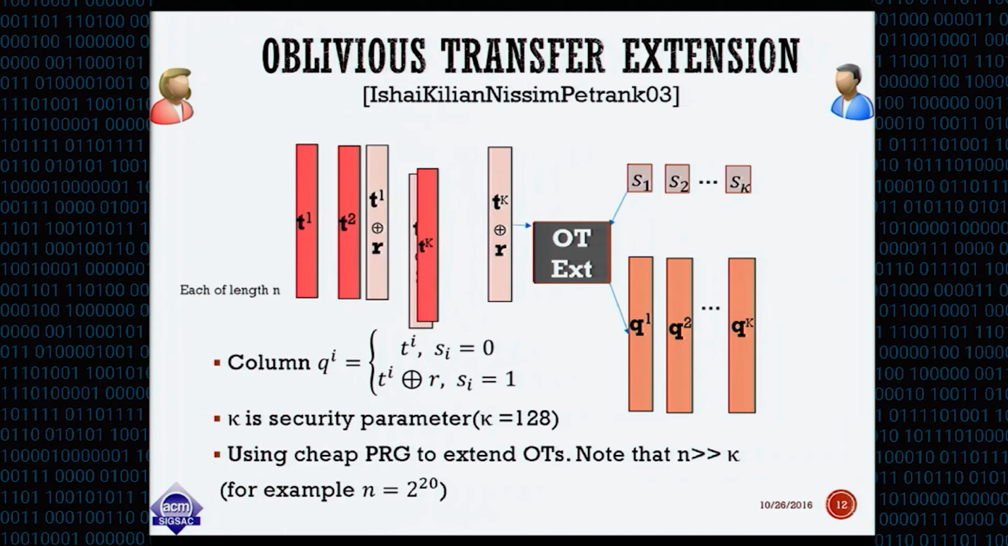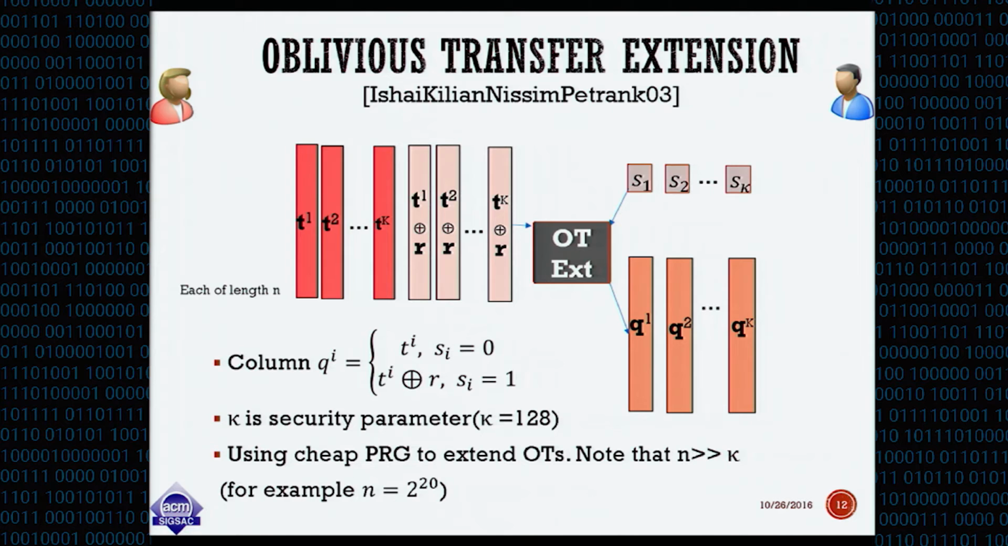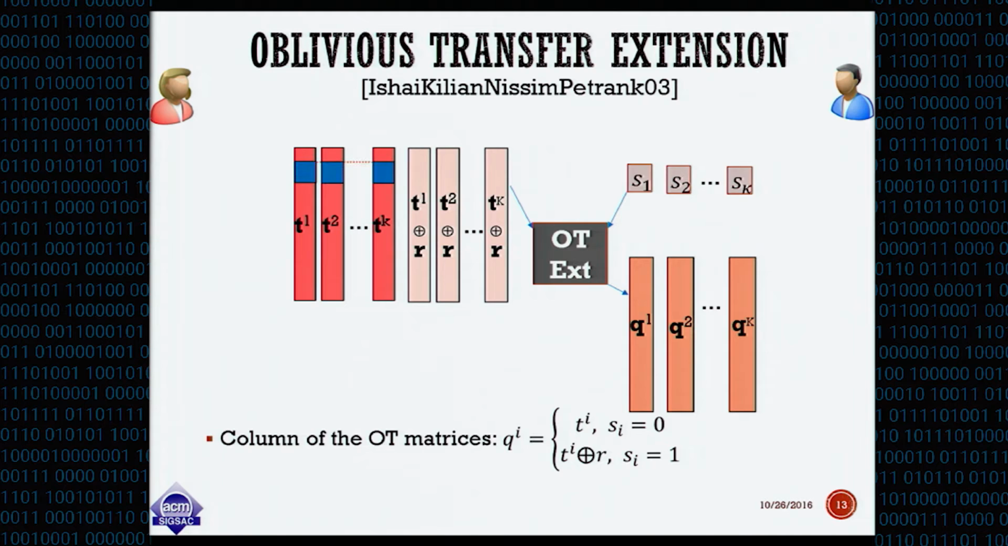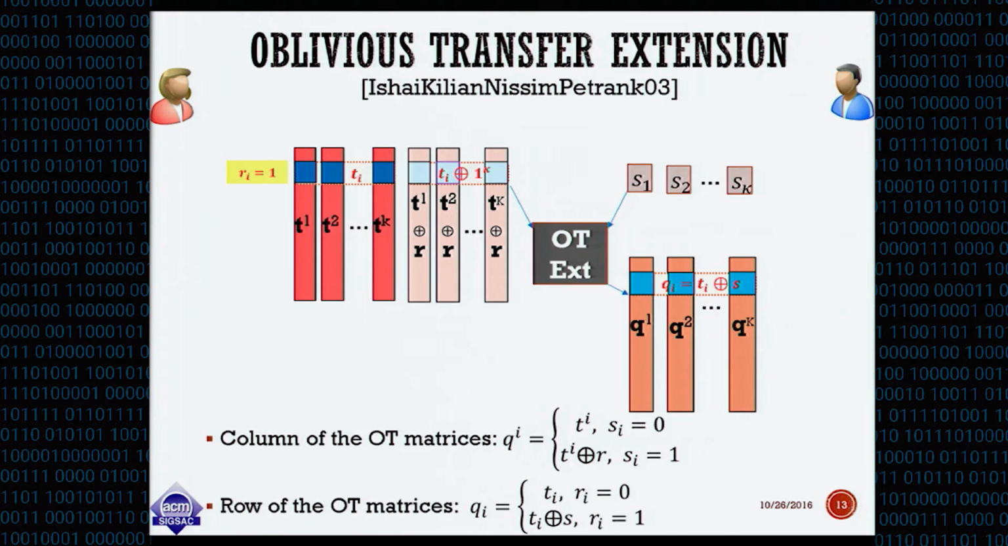So Alex arranges to get the matrix T and the matrix T XOR R. This is the OT matrix. Now if we look at the OT matrix by row, say Ti is row number i of the first matrix, and Ri is bit number i of R, then row number i of the second matrix equals Ti XOR R, and Qi equals Ti. If Ri equals 1, row number i of the second matrix equals Ti XOR R, and Qi equals Ti XOR R. So Ri comes from 0 or 1, one bit, and Qi equals Ti XOR Ri times S.